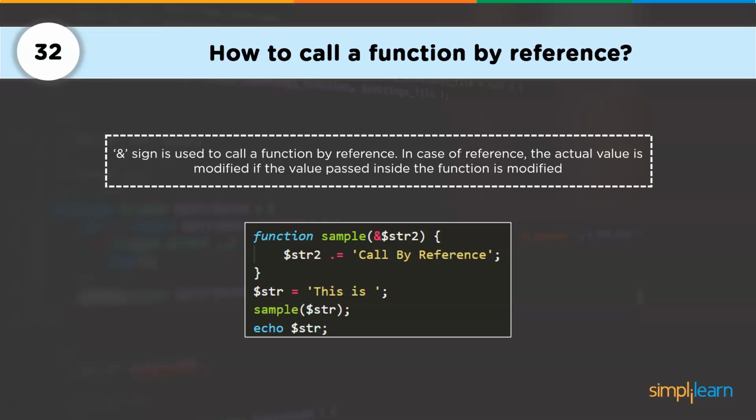So this piece of code here is an example of how you can call a function by reference. Here, as you can see, this ampersand sign will call this function by reference, and any changes made in the variables here will affect the original ones.